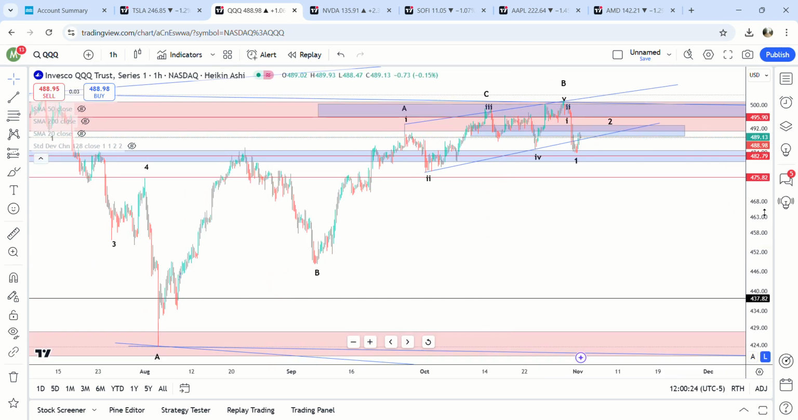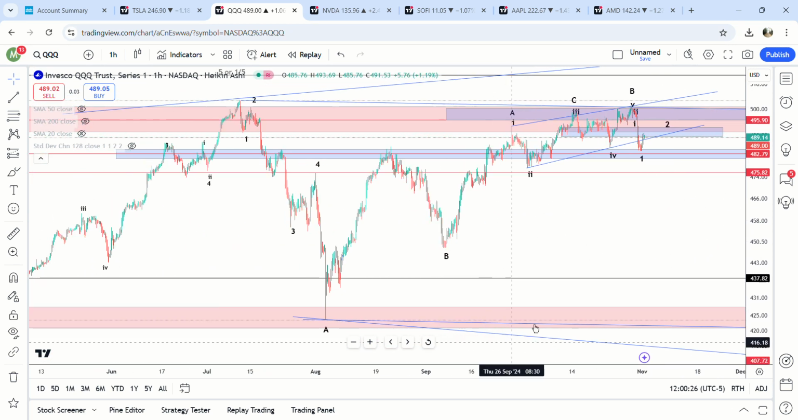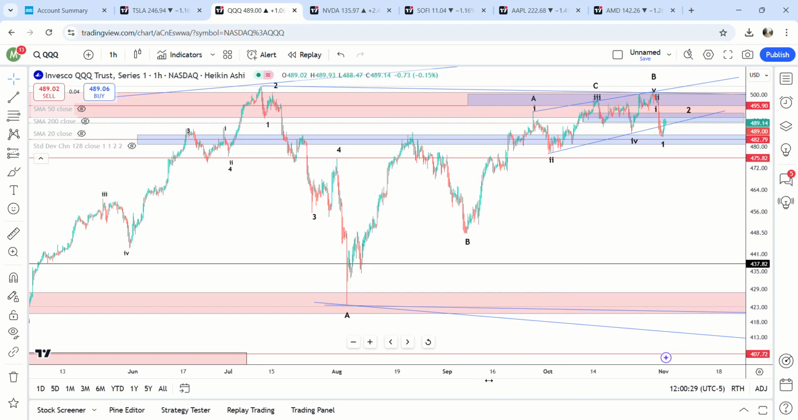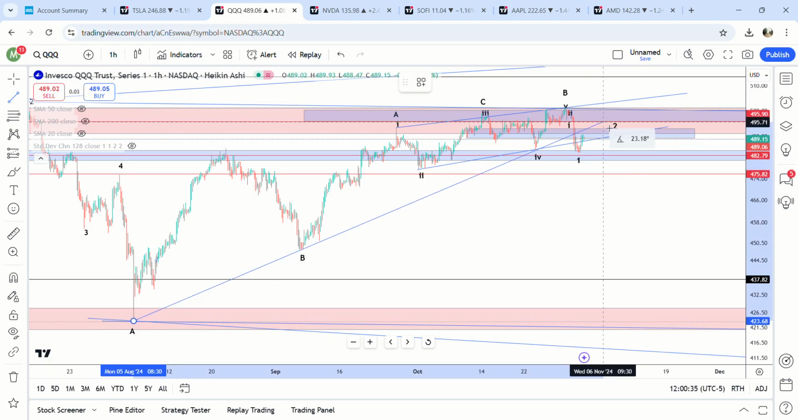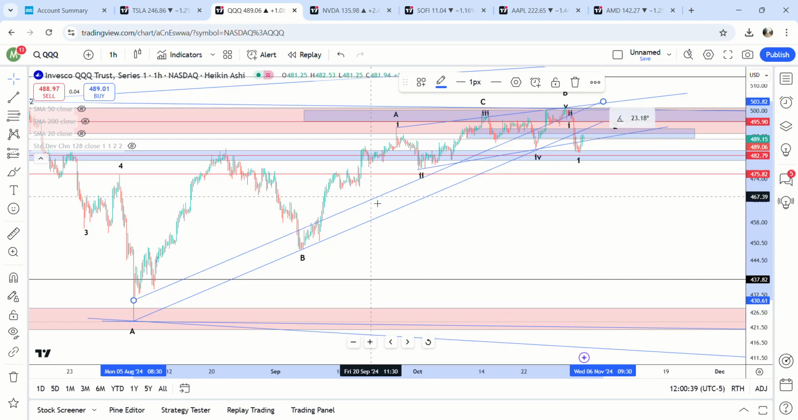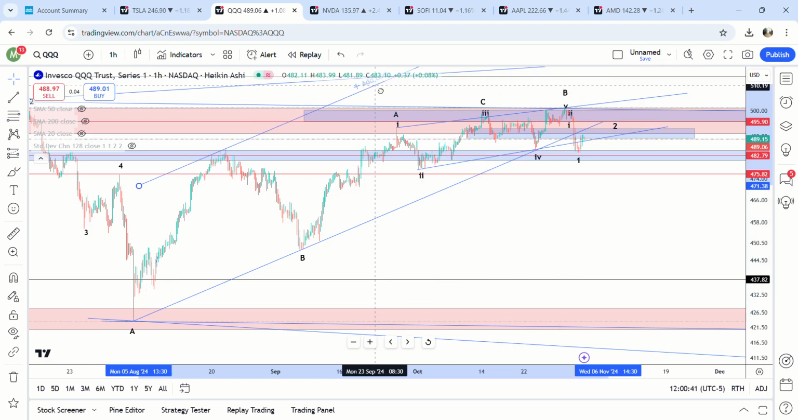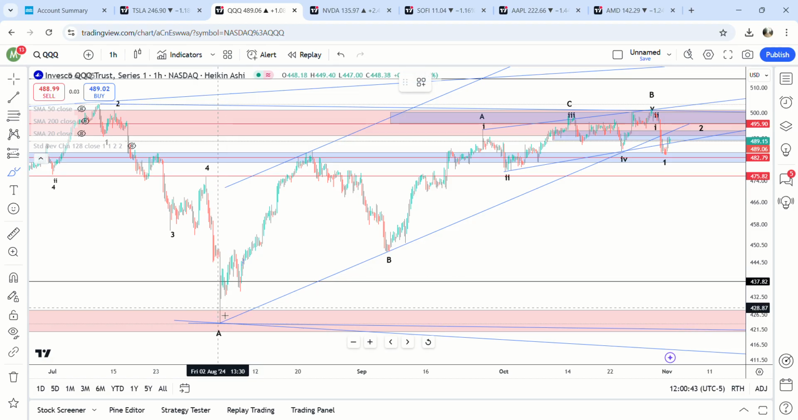All right, I'm going to give you guys a few different counts for QQQ. So we have the initial move up here. One thing we know for a fact, this is not an impulse. We know that for a fact. Not even close. If it was an impulse, it would look like this.